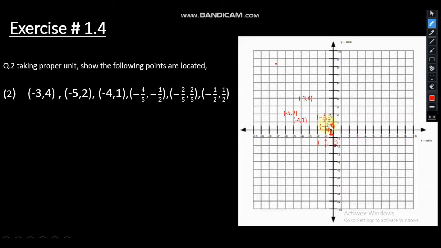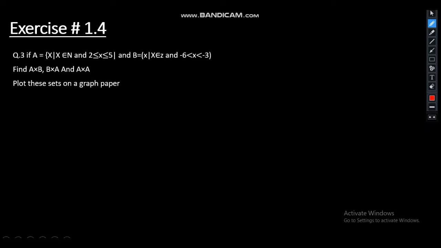1 over 2 over 5 and 2 over 5, so it's done in this direction. Also 1 over 2 and -1 over 2 are both in this quadrant. Now next question, question number 3.